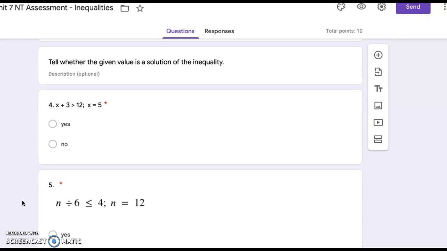Tell whether the given value is a solution of the inequality. Number 4. X plus 3 is greater than 12 when X equals 5. So you're going to plug in 5 for X and tell us if that's a solution of the inequality.